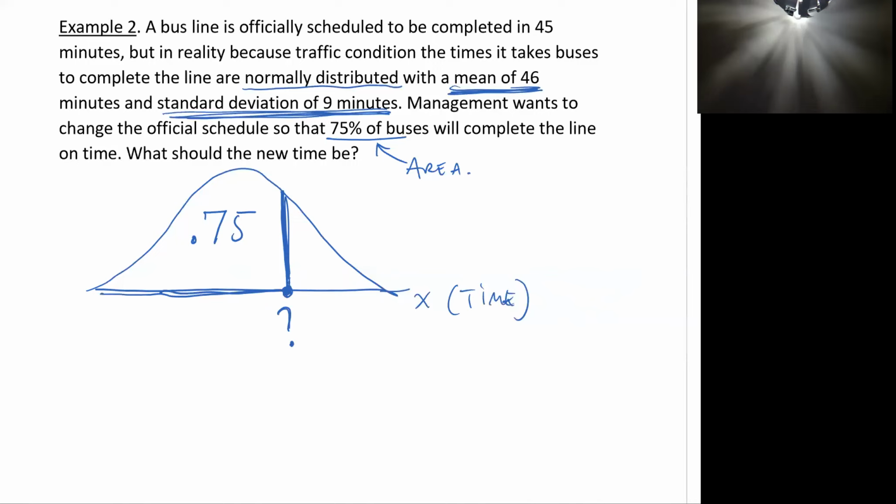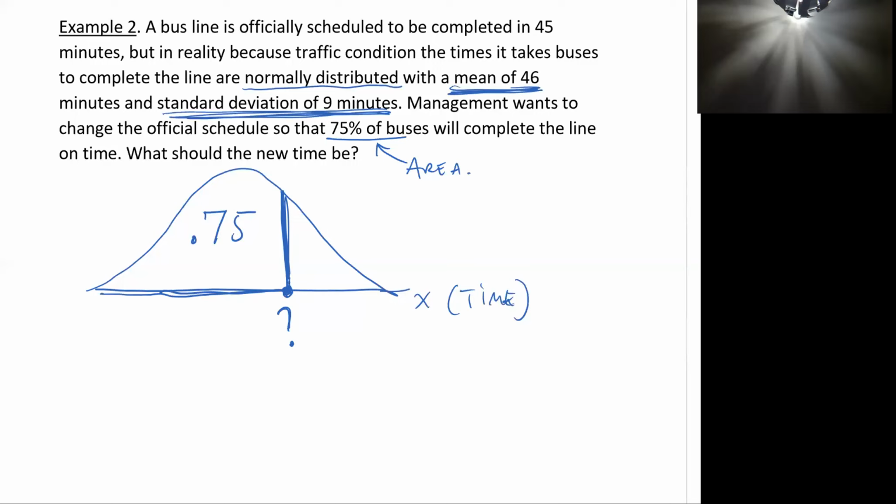I just realized what happens. Right now the schedule says 45 minutes, but a lot of buses miss it because the average time, the mean time, is 46 minutes. Okay, so management says that's wrong. We can't tell our customers that the bus will take 45 minutes when on average it will take 46 minutes. Okay, so let's change the time.